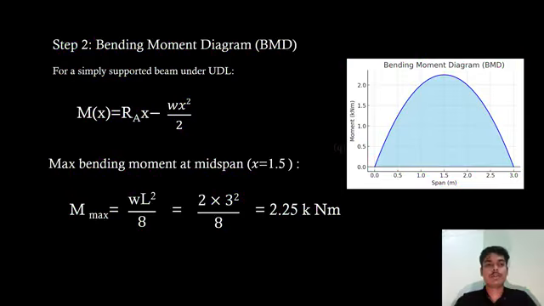Step 2, bending moment diagram. For a simply supported beam under a uniformly distributed load, the moment at any point X is equal to the reaction at A into X minus WX square by 2. Then the maximum bending moment at mid span is found using WL square by 8, which is found to be 2.5 kilonewton meter.